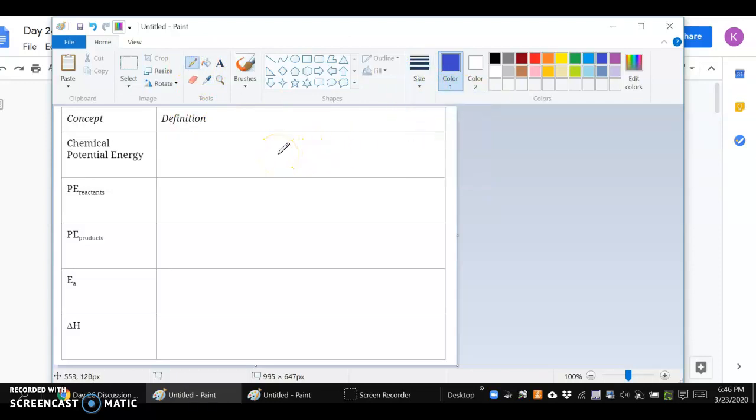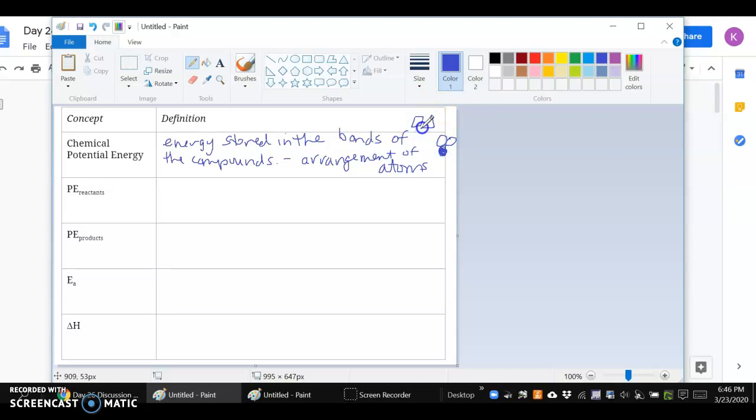Okay, so chemical potential energy, we could sort of just define as the energy stored in the bonds of the compounds, I guess. Sort of the arrangement of the atoms, right? Every arrangement of atoms, whether it's 2 carbons or 2 oxygens and a carbon, or a sodium and a chloride, or a water, each arrangement of a compound stores a certain amount of energy in its bonds, kind of like little springs or magnets. Okay, PE of the reactants, right?